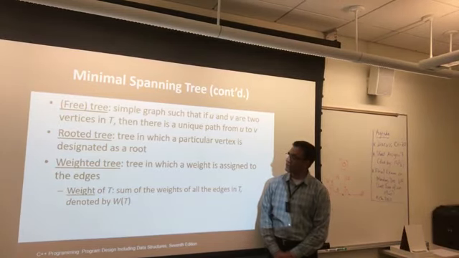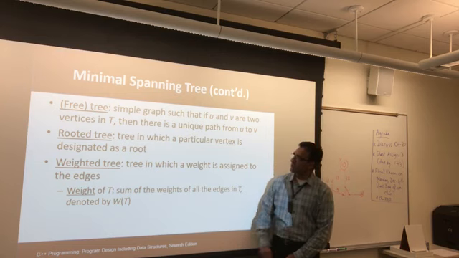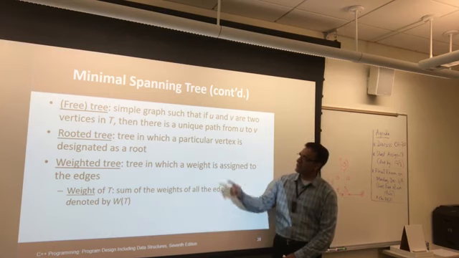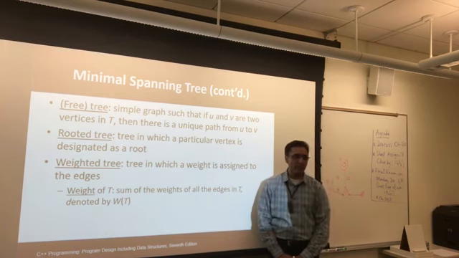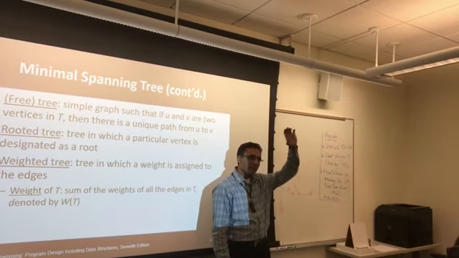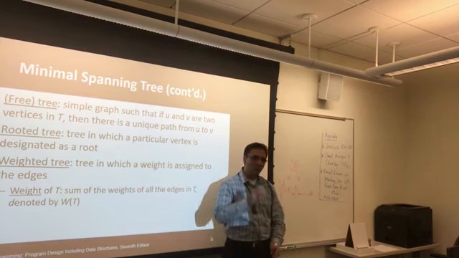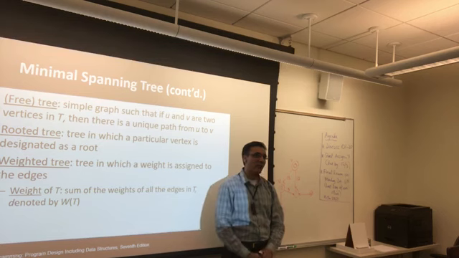So that's a tree or free tree. There are 2 or 3 types of trees discussed here. Rooted tree, in which a particular vertex is designated as a root. So remember, when we discussed the binary tree, there was a starting point. So here, a rooted tree actually has the same concept: one vertex is the starting point. It's the hub. That's what we call it.